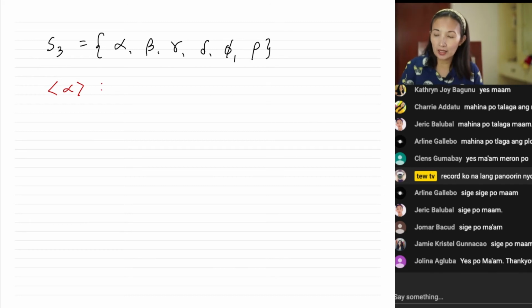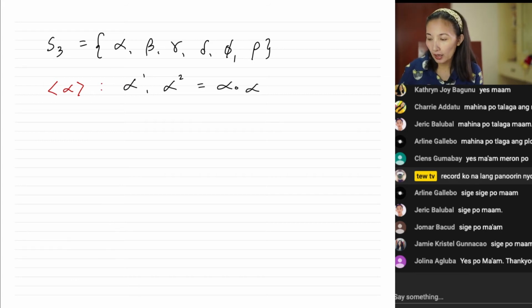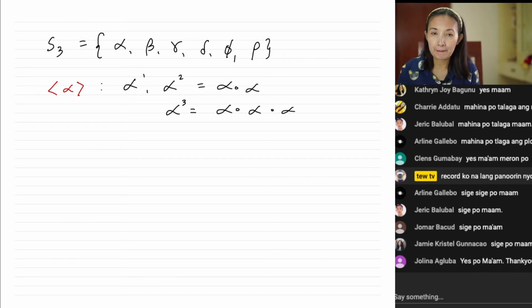What will be generated if we have alpha raised to 1, alpha squared, where alpha squared here is alpha circle alpha? Alpha cube means alpha circle alpha circle alpha. So what is alpha circle alpha?